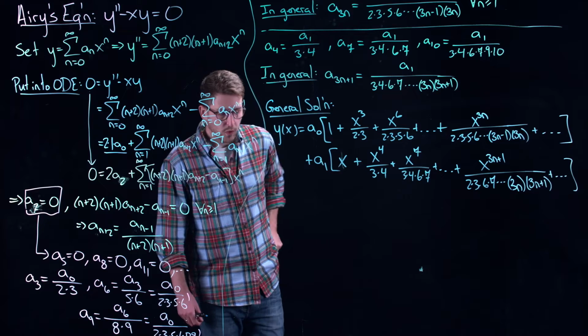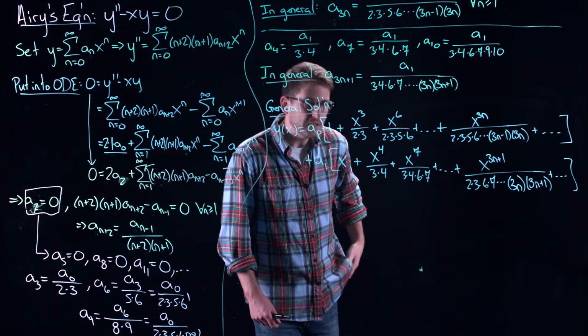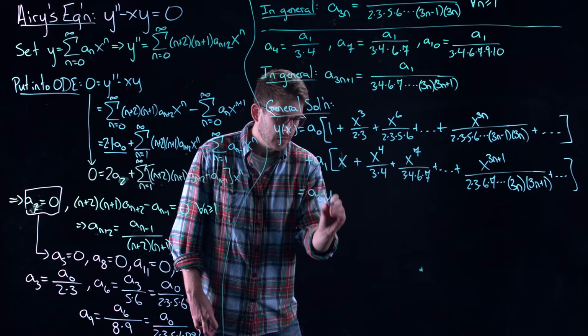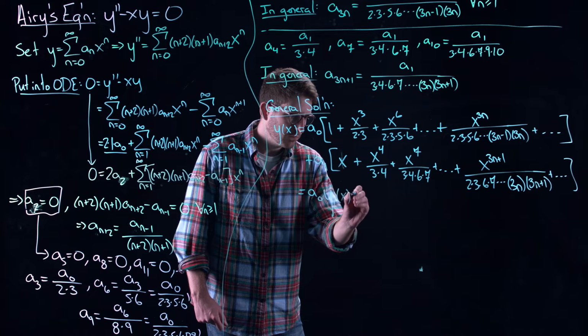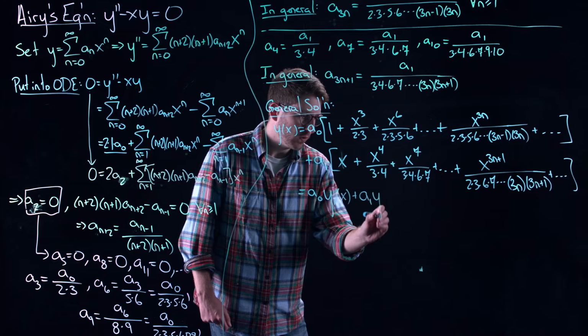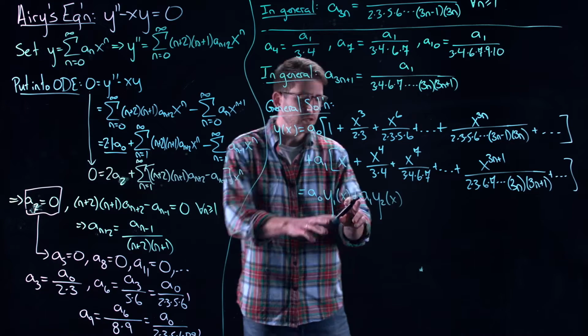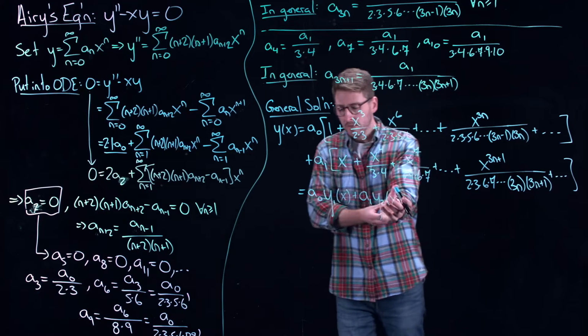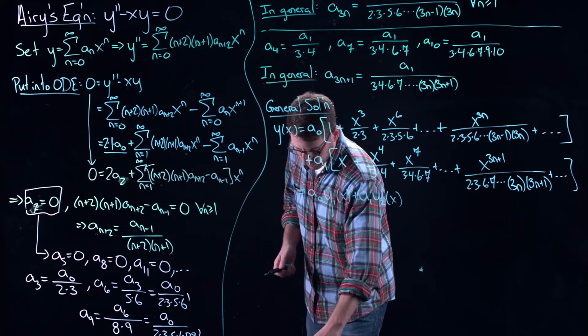I've got what we call the Airy functions, right? So this can also be written as A0 times y1 of x plus A1 times y2 of x. Now it's written in the form that we're very, very used to, we're very comfortable with when it comes to second order equations.